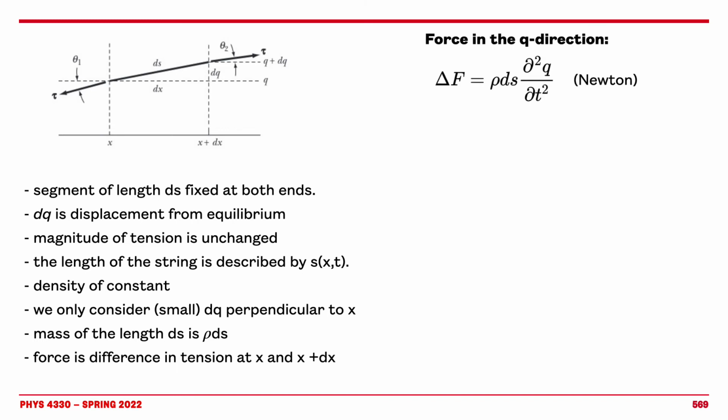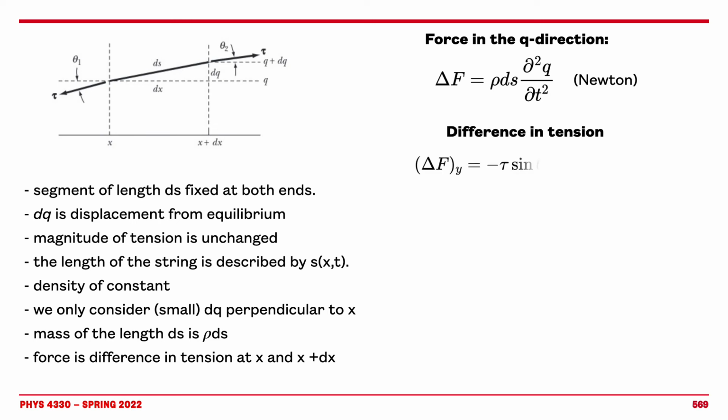The net force, delta F, is going to be equal to the mass times the acceleration. So that's simply rho ds for the mass, and the acceleration is the second derivative of the displacement with respect to time. So that shouldn't be a big surprise now. Now, the difference in tension is a little bit more subtle to do, so let's do it carefully.